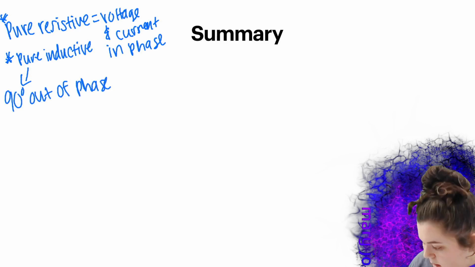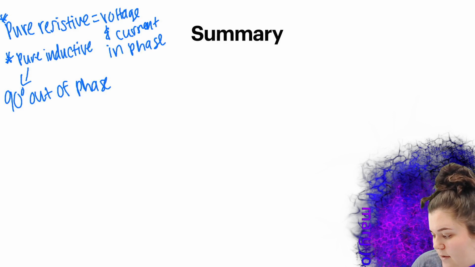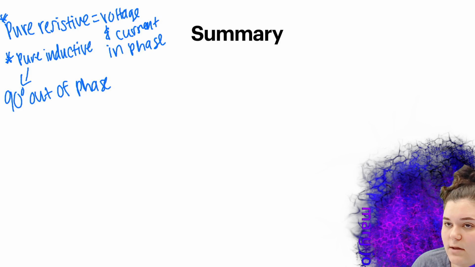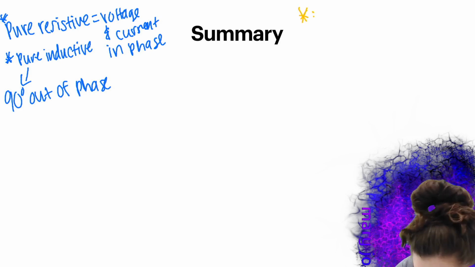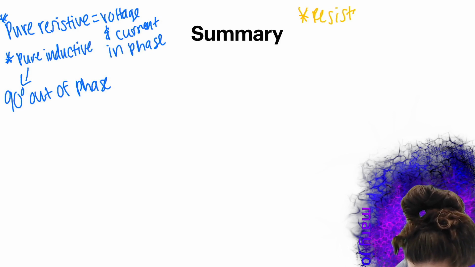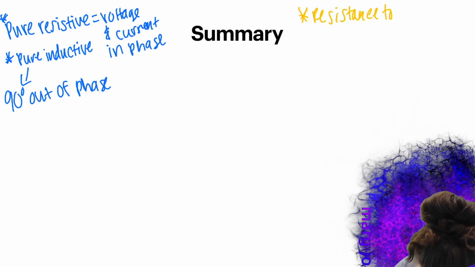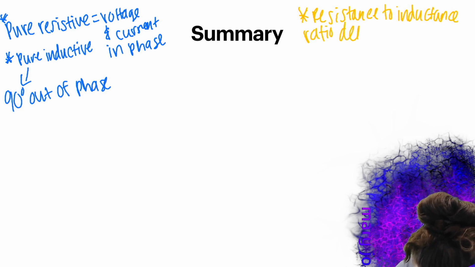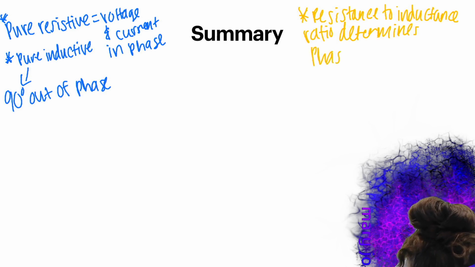Alright. In a resistive inductive series circuit, the voltage and current will be out of phase with each other by some value between 0 and 90 degrees. The amount the voltage and current are out of phase with each other is determined by the ratio of resistance to inductance. So we need to know that the resistance to inductance ratio determines phase. Okay?